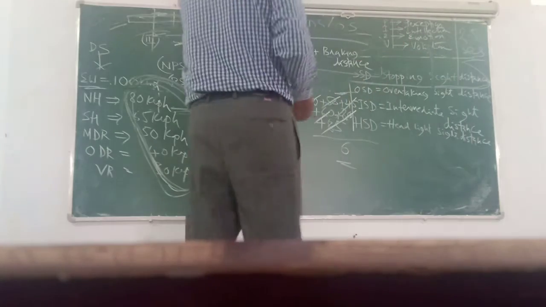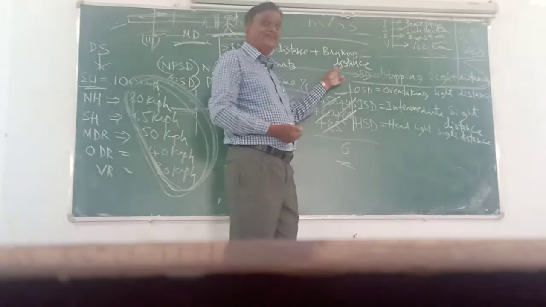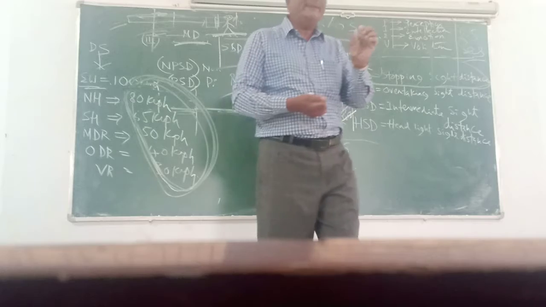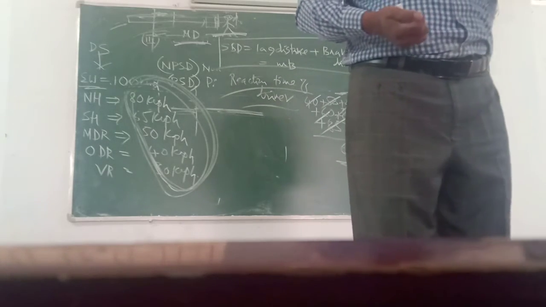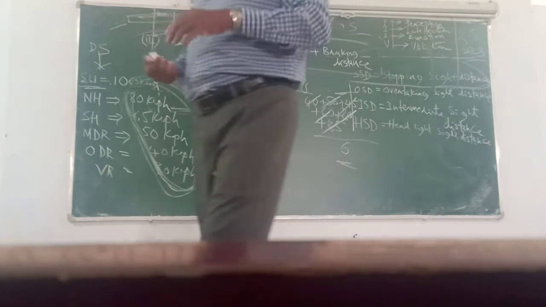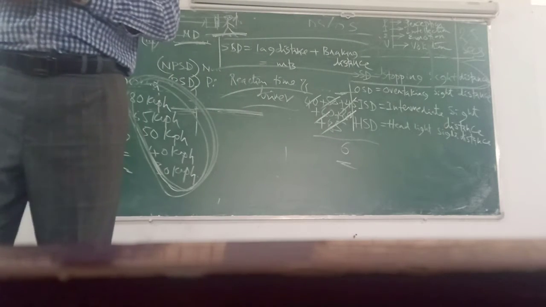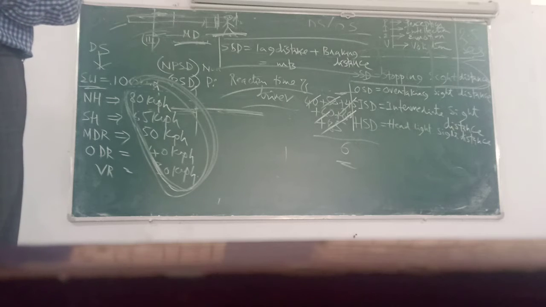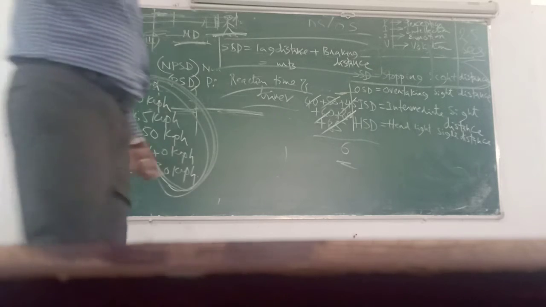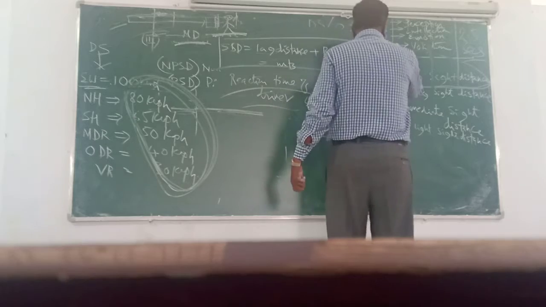Coming back next, braking distance. What do you think? The braking distance is the actual distance moved by the vehicle after application of the brake. You may ask me, why sir, after application of the brake, why the bus will not stop? Because brakes are not 100% efficient.